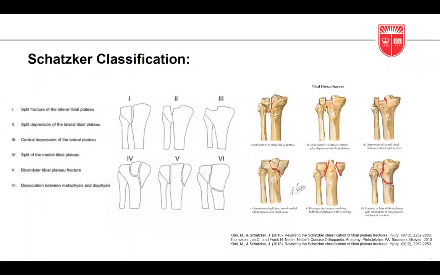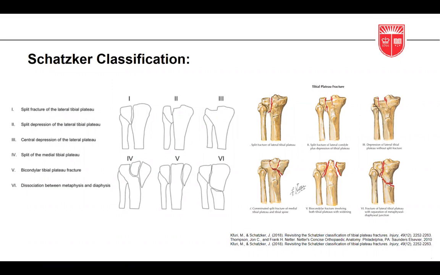There's multiple classification systems for tibial plateau fractures, with the most common being Schatzker classification. This system is based on a two-dimensional approach of the fracture, and it's based on X-rays. Type 1 is a split fracture of the lateral column. This is more common in younger individuals who have a denser cancellous bone that's more effectively able to resist impaction.